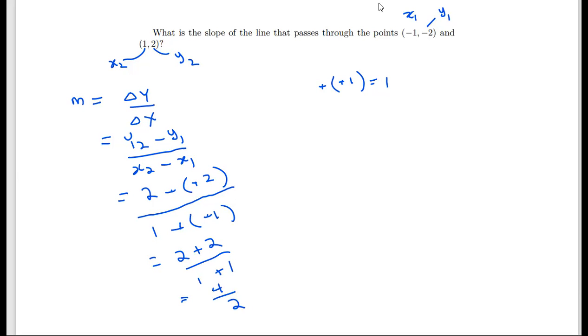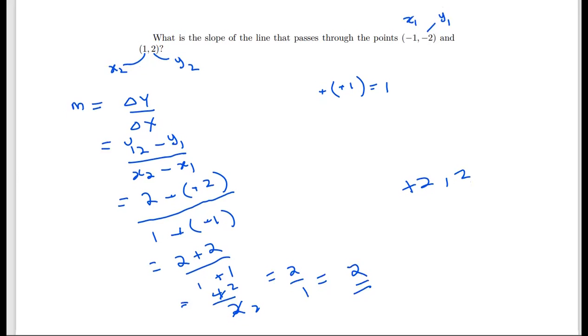And 4 divided by 2, as you can divide both numerator and denominator by 2 to get 2/1, which is just a 2. So the slope of this line that goes through these 2 points is a +2, or just 2. And pay particular attention to what happens when you subtract a negative number. The negative signs just change to become positive, okay?